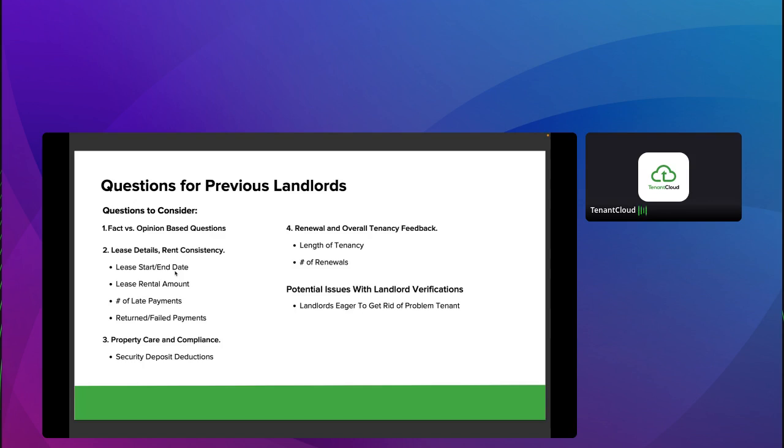That's why you should ask for information. How long were you a resident there? What was your lease start date? What was your lease end date? What rent amount were you paying? Etc. And that will help you gauge whether or not the records are lining up.